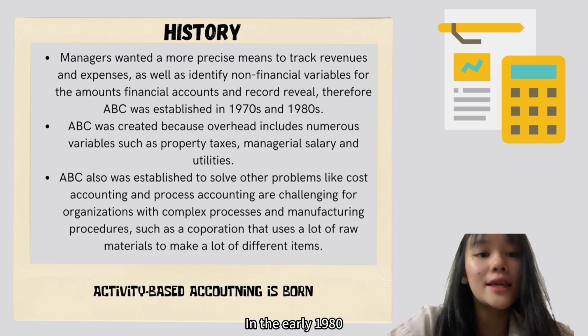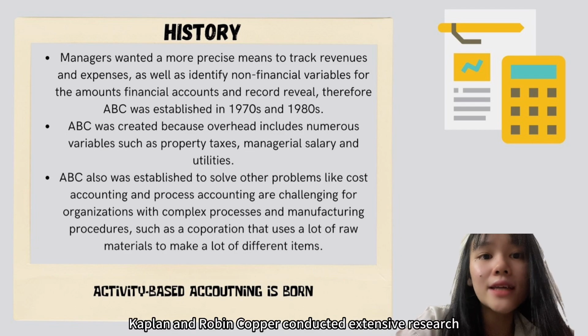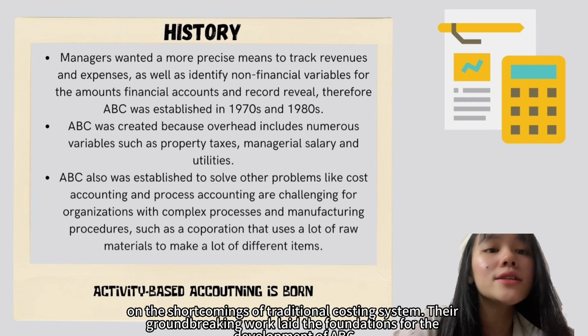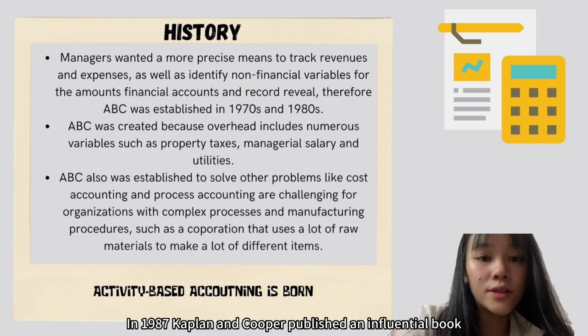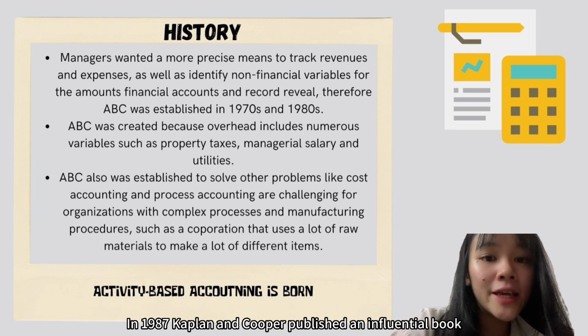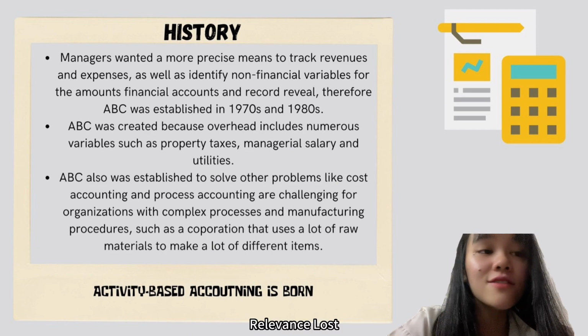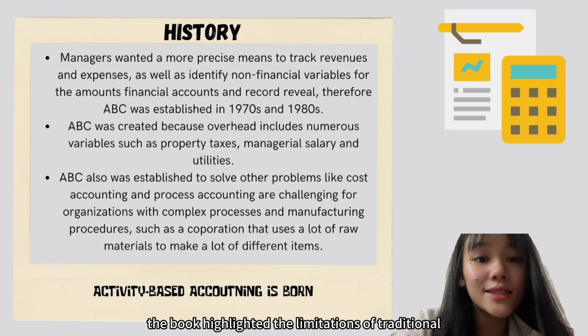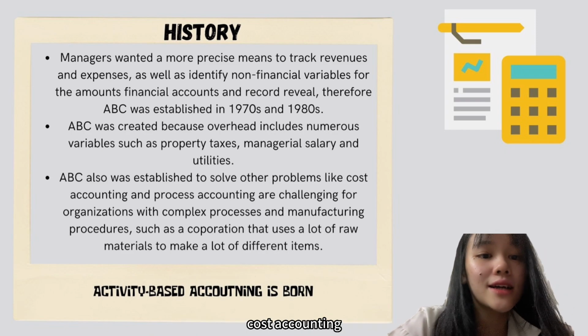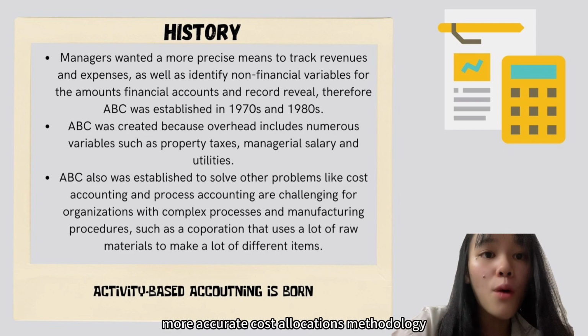In the early 1980s, professors Robert S. Kaplan and Robin Cooper conducted extensive research on the shortcomings of traditional costing systems. Their groundbreaking work laid the foundations for the development of ABC. In 1987, Kaplan and Cooper published their influential book, Relevance Lost: The Rise and Fall of Management Accounting. The book highlighted the limitations of traditional cost accounting and emphasized the need for a more accurate cost allocation methodology.